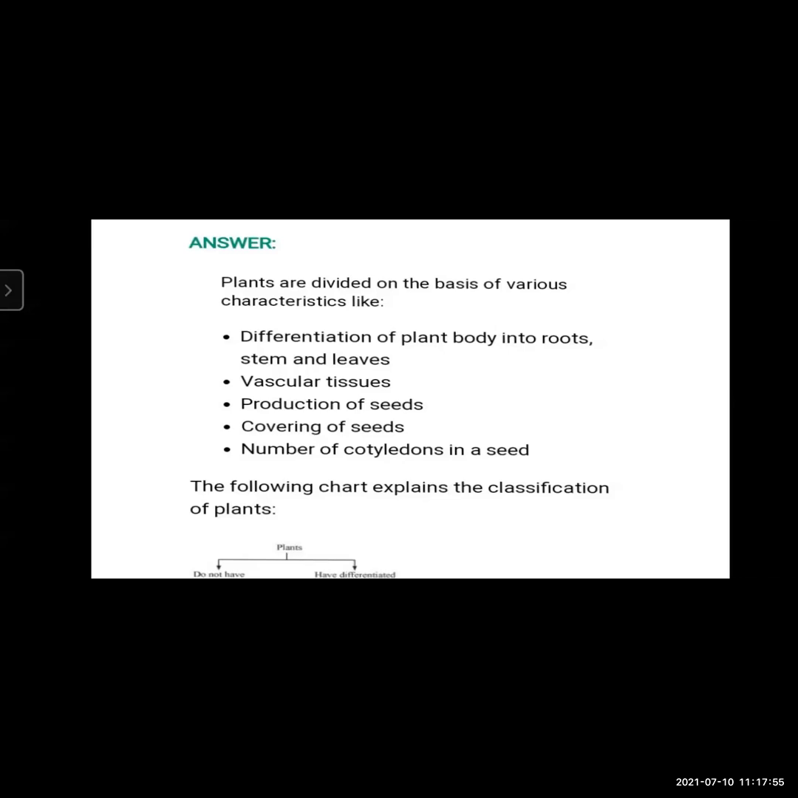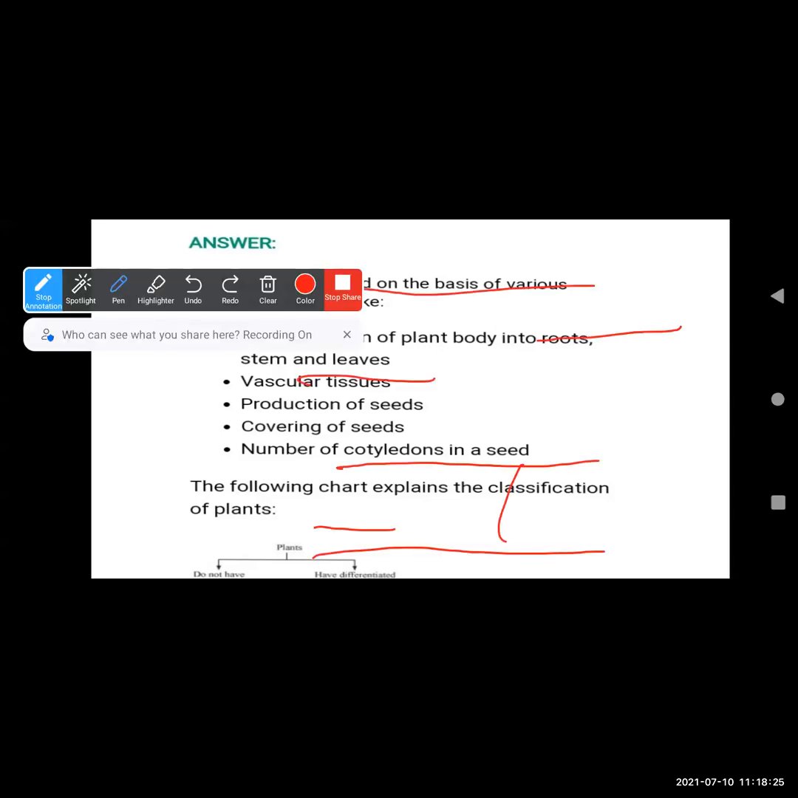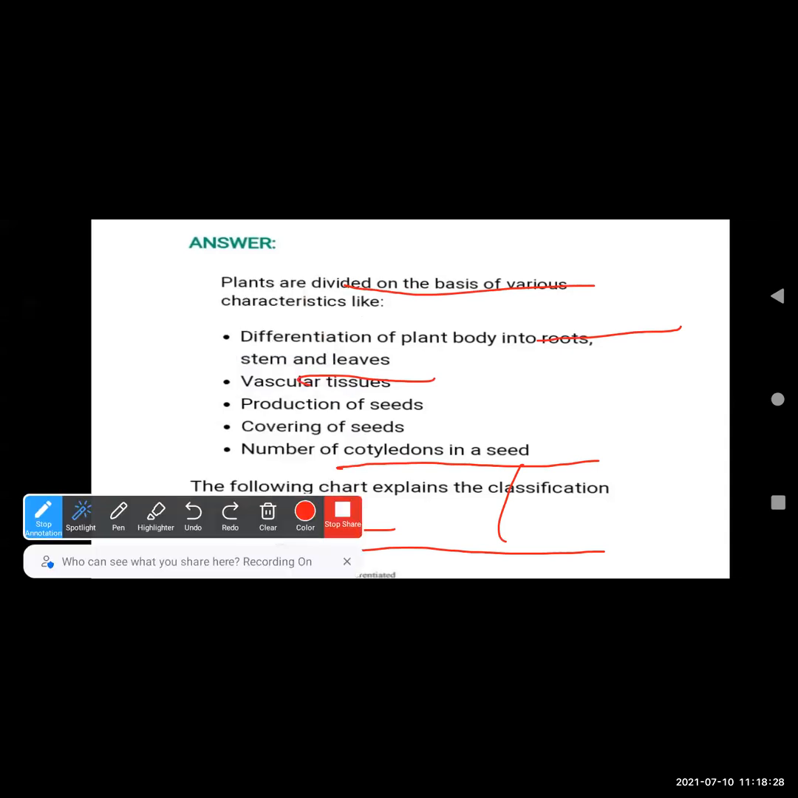Then the last question, question number 6, is: which criteria are used for the classification of plants? Explain with reasons. Now this is a big question. It is asked in the exam for 3 marks. What is the criteria of plant classification? So plants are divided on the basis of various characteristics. What are the criteria? First is differentiation of plant body into root, stem, and leaf. This is the first character.